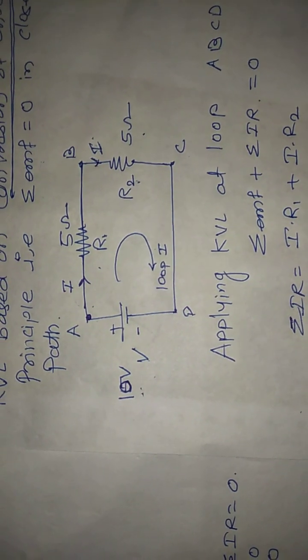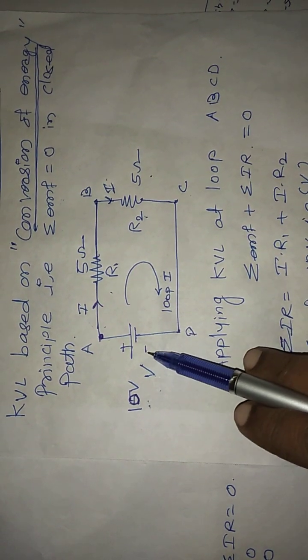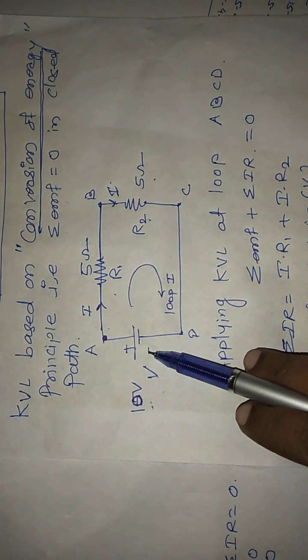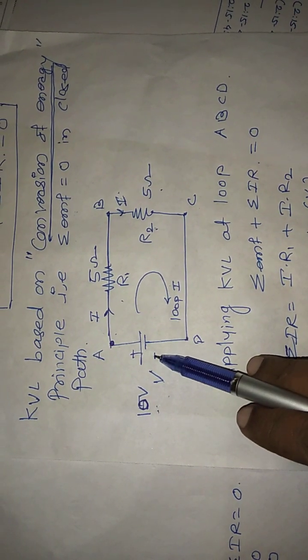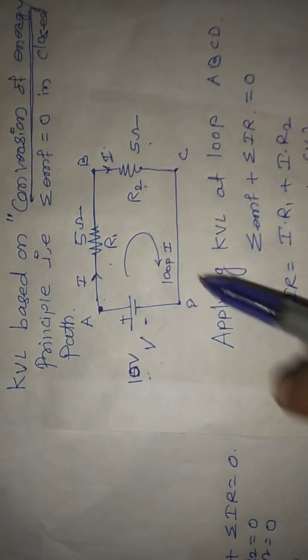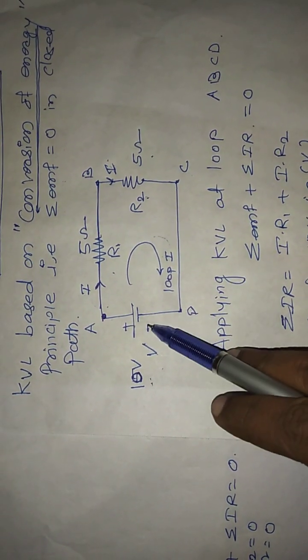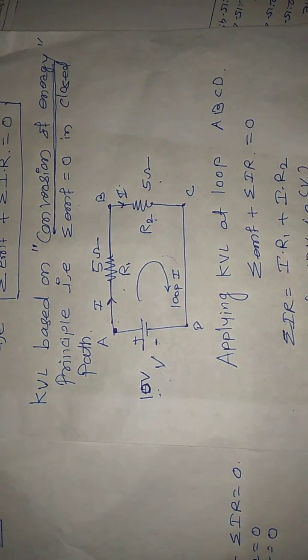Similarly, there are sign conventions for the voltage source. If the loop direction goes through the battery from negative to positive, meaning the loop direction first touches the minus sign and then touches the positive sign, it means there is a rise in potential.